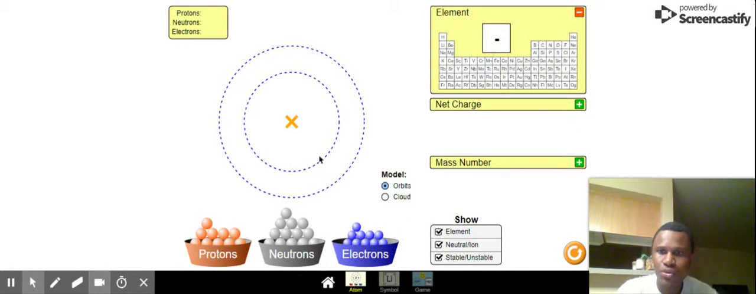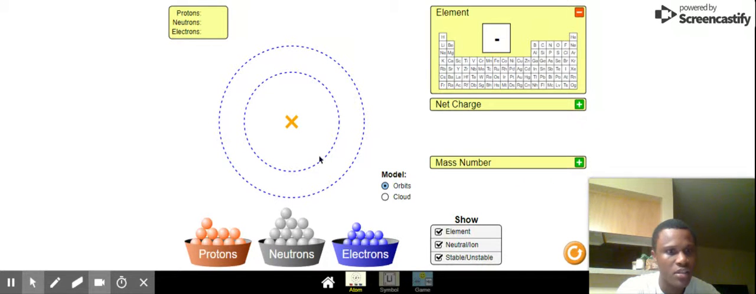Today I want to introduce you to an atom, what building an atom is all about. What is an atom? What is an atom made up of? What are the constituent particles in an atom? So I will first of all start by defining what an atom is.